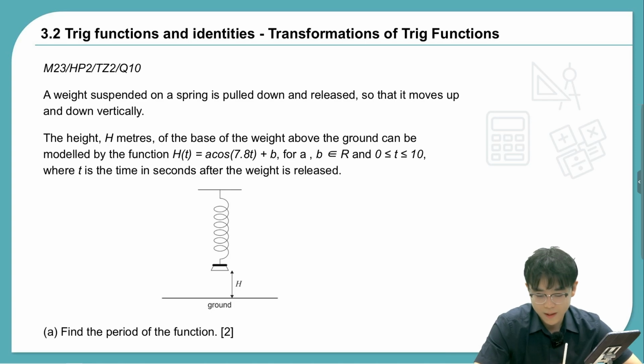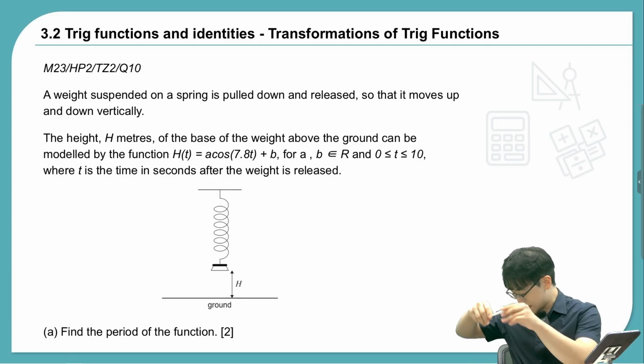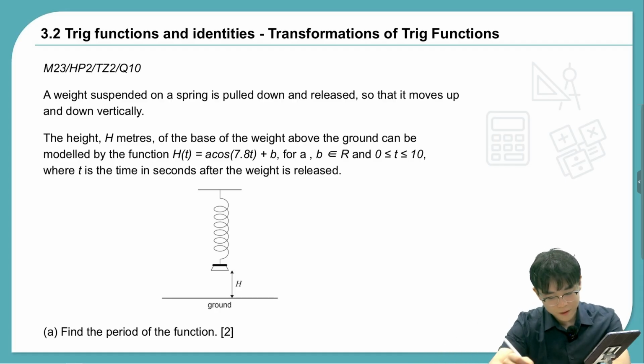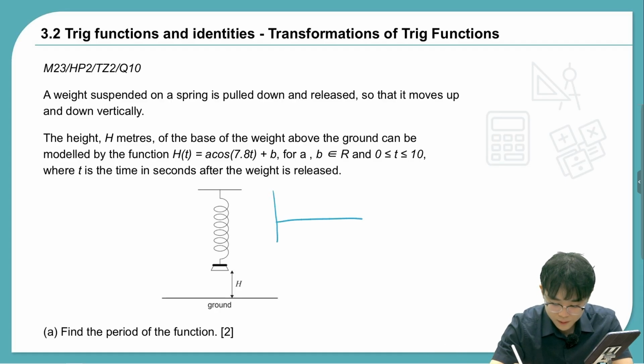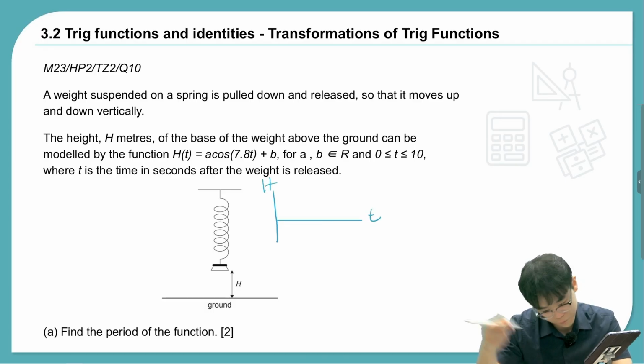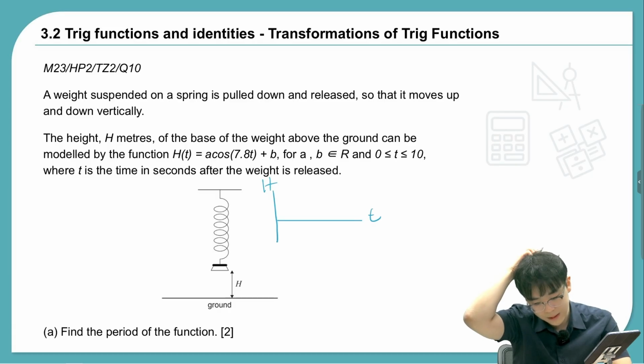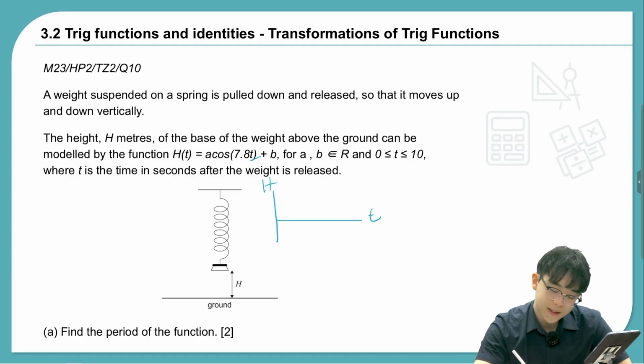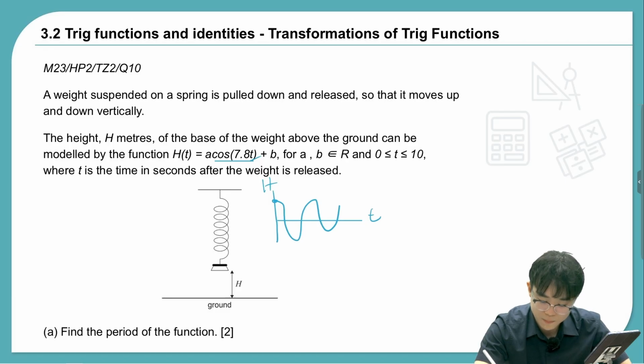Okay, so let's first look at number 10. We have a weight that's suspended on a spring, and the idea is that it's going to go up and down sinusoidally. So the height is a function of time. It's going to be time on the x-axis, height on the y-axis. And since it's a cosine function with no shift for t, when t is 0, cosine of 0 is going to be 1. So we would start off either at the maximum point or at the minimum point. That's something to keep in mind.